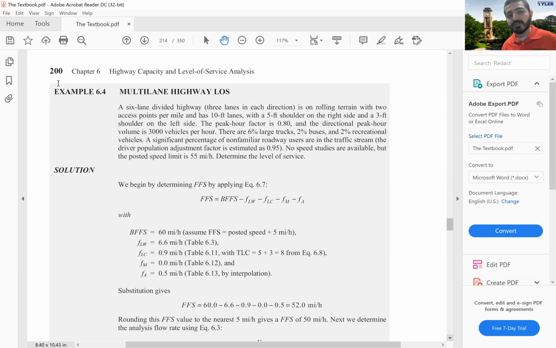Very classical question that you can see in an interview, or in the FE or PE exam, related to the level of service. So let's take a screenshot of that and do this example.